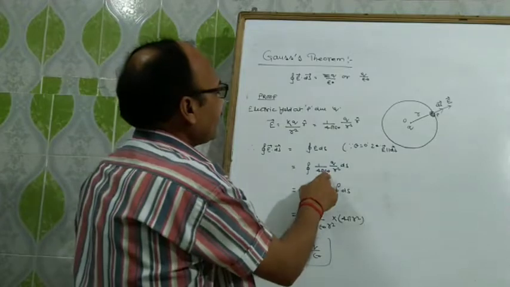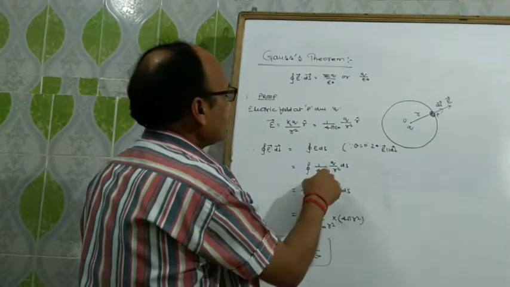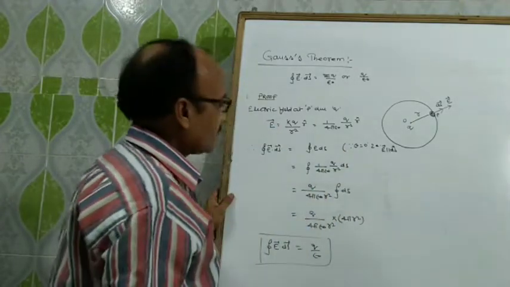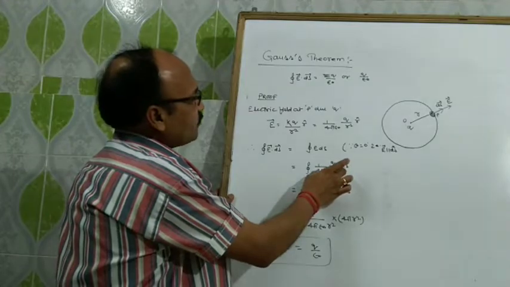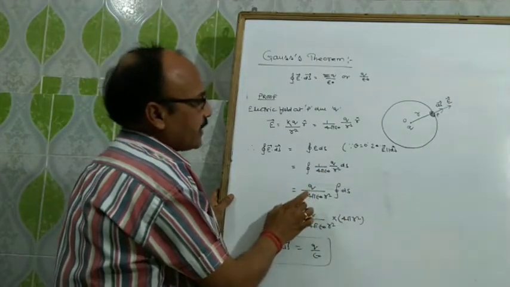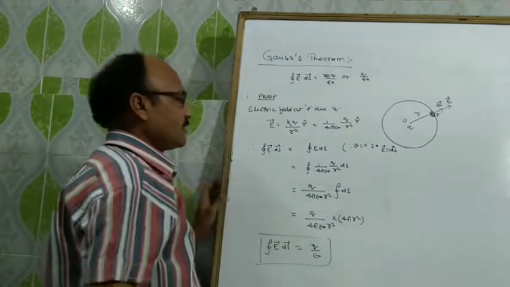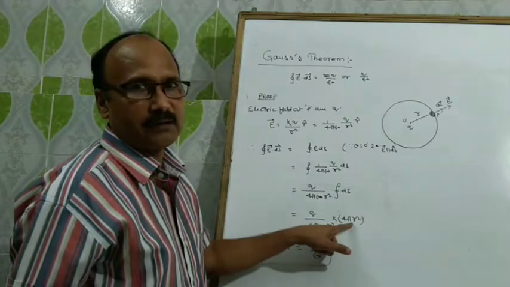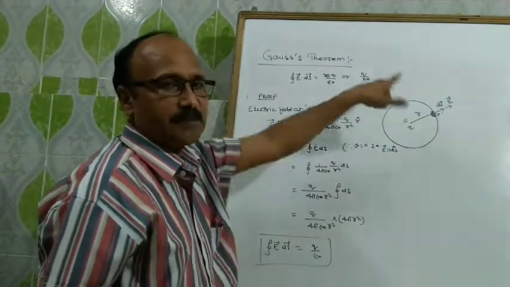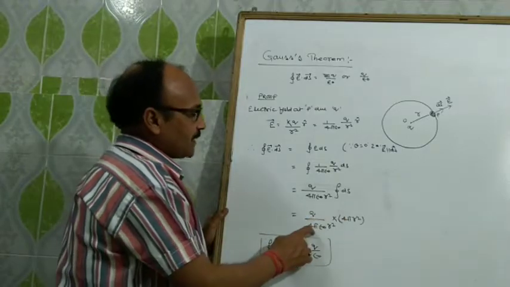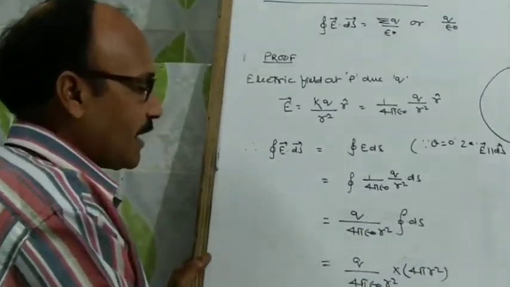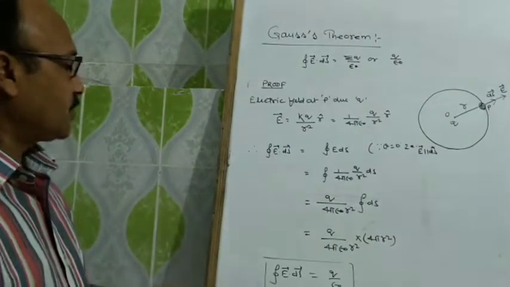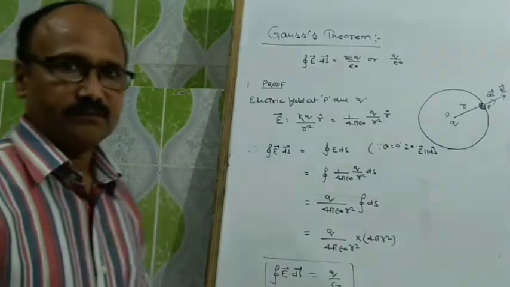Put the value of E here. This is closed surface integration 1 upon 4 pi epsilon naught q upon r square ds. This complete quantity is constant for this integration, so we take it outside and we integrate ds. The integration of ds will be equal to 4 pi r square, the total surface area of the sphere. So you will see 4 pi is cancelled by 4 pi, r square is cancelled by r square. You will get here q upon epsilon naught. So this is the proof of Gauss's theorem.